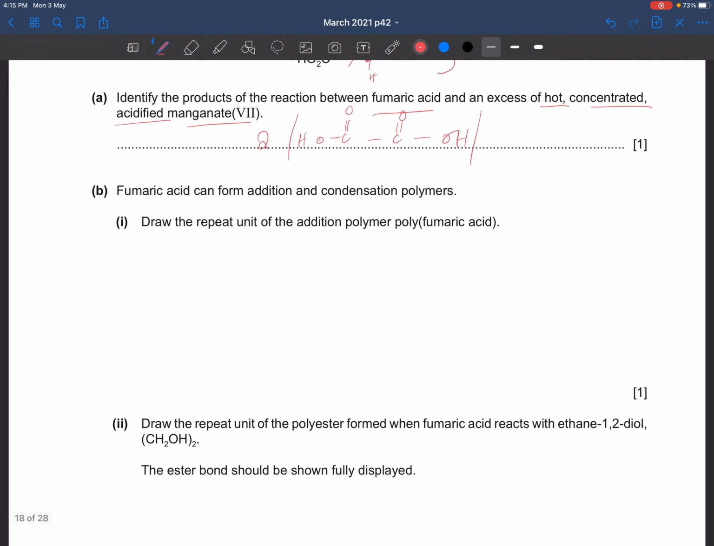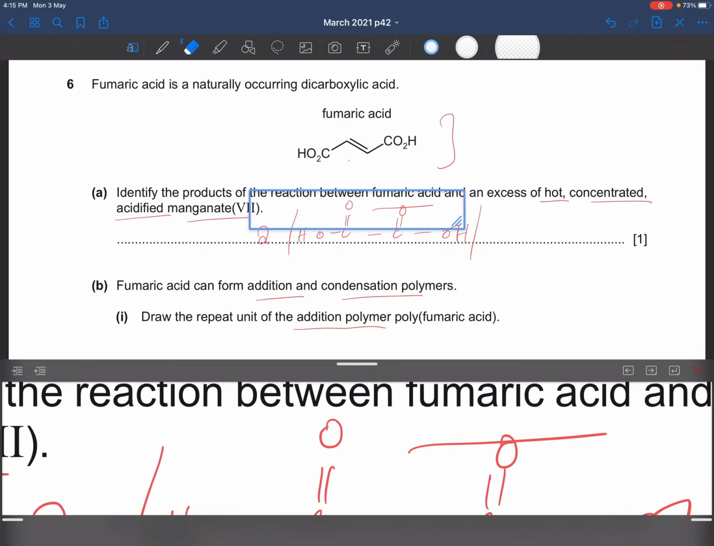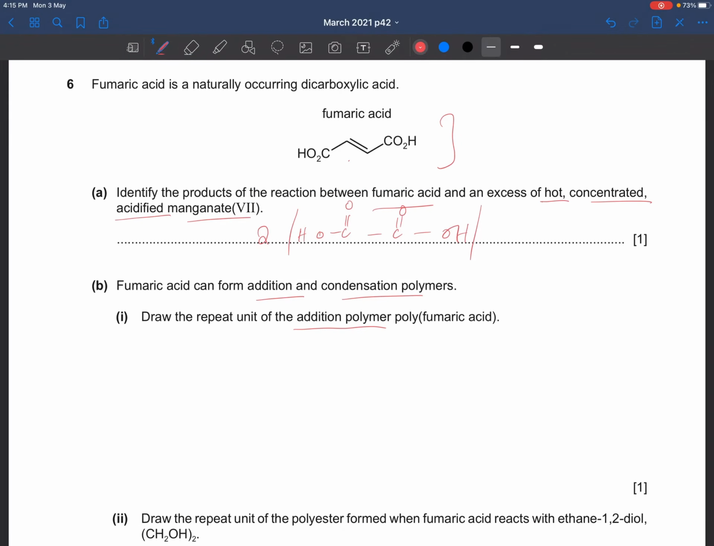Fumaric acid can form addition and condensation polymers. Draw the repeat unit of the addition polymer of polyfumaric acid. Because it has a double bond, it can form an addition polymer. So in addition polymerization, what would happen? The double bond would break, and the repeating unit would be simply, instead of a double bond, now we have a single bond, CO2H, CO2H, H and H. So this is the repeating unit.